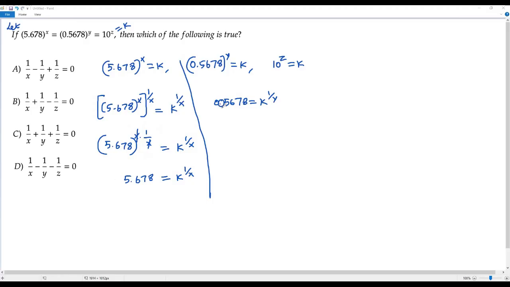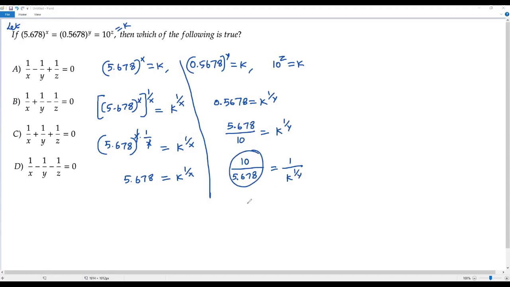Now, we can move this decimal point one digit to the right. When I move this decimal point one digit to the right, this 0.5678 will become 5.678. Since we have moved the decimal point one digit to the right, we have to divide this value by 10, so that the value of the fraction is equal to 0.5678. On the right side, we can write k to the power of 1 over y as it is. And now we can take a reciprocal on both sides of this equation. The reciprocal of this one is 10 over 5.678. On the right side, when I take the reciprocal, it is equal to 1 over k to the power of 1 over y.